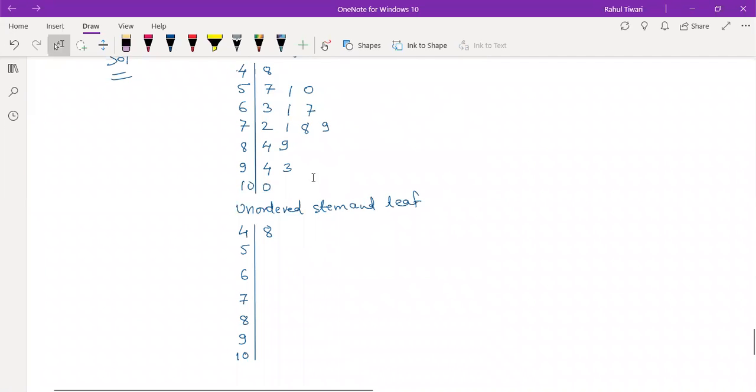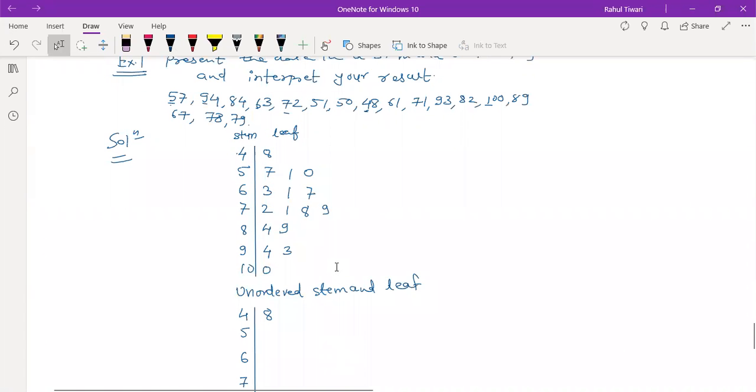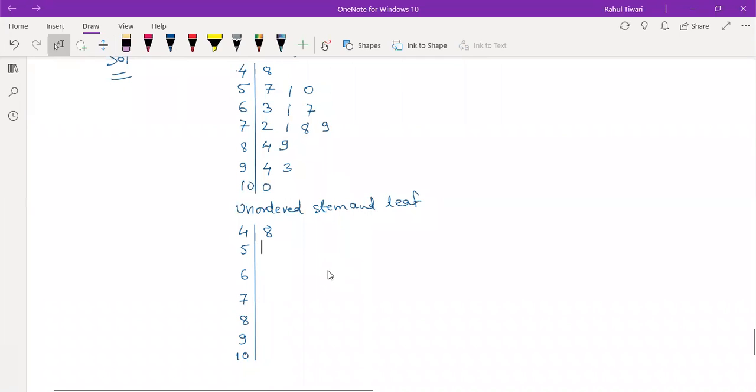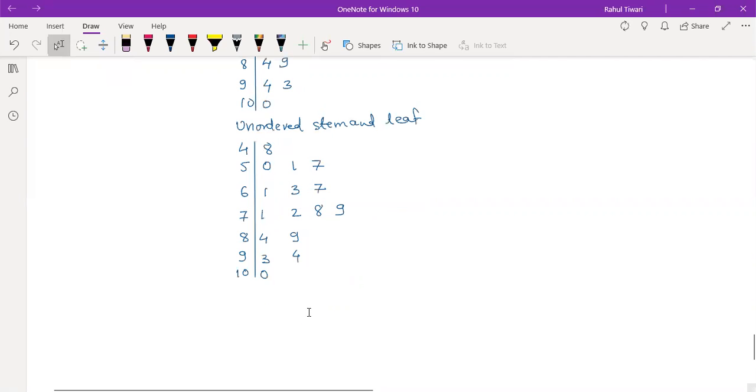And now you have to put it in order. Which is the minimum number here? Sorry, 0. Write down 0, then 1, and then 7. Then in the second case, we have 1, 3, 7. Next case, we have 1, 2, 8, 9. In the third case, we have 4, 9. In the next case, we have 3, 4. And in the last case, we have a 0. And this is called an ordered stem and leaf diagram.